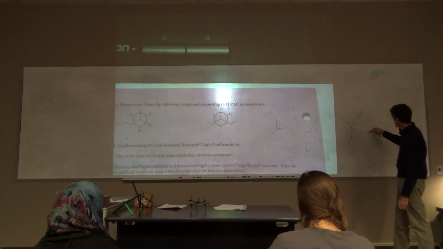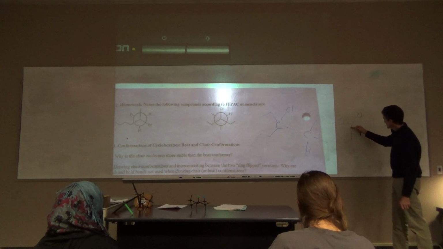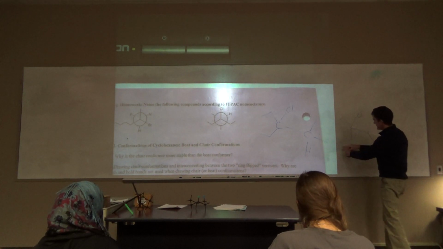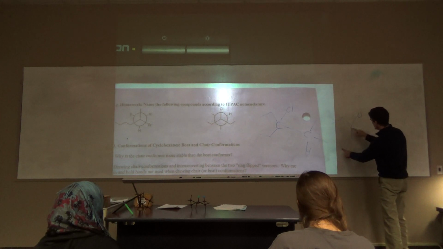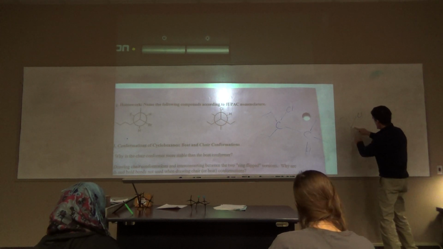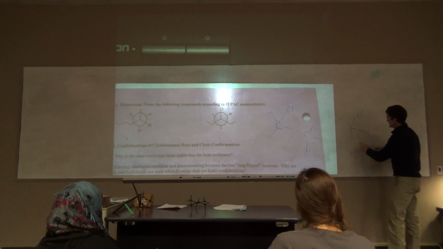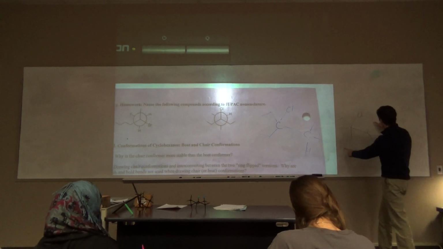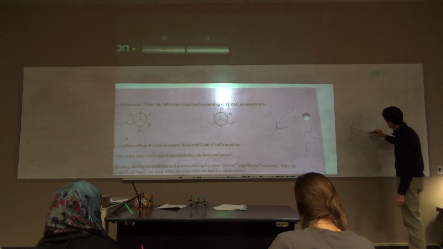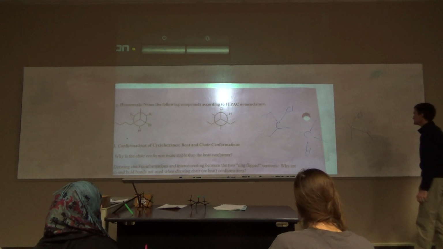Longest continuous chain, 1, 2, 3, 4, 5. I got 5 this way, and I got 5 that way. 5 this way, I would only have 2 substituents. 5 this way, I would have 3 substituents. So I'm going to go this way. If this is 1, 2, the first substituent is at 3. If this is 1, first substituent is at 2. That's going to be better.